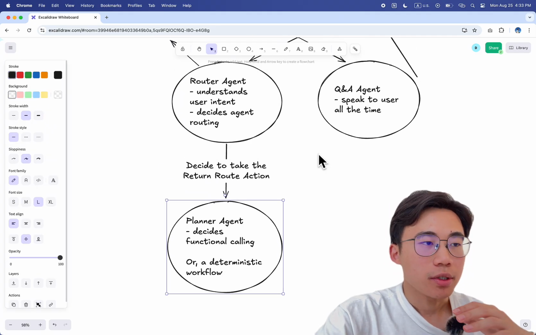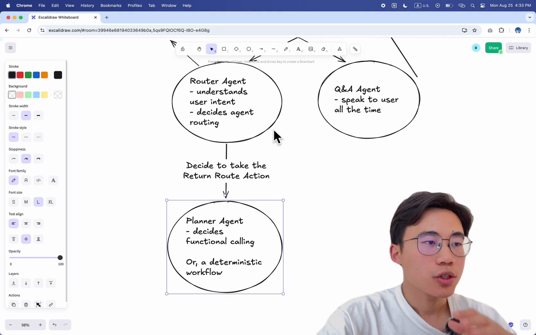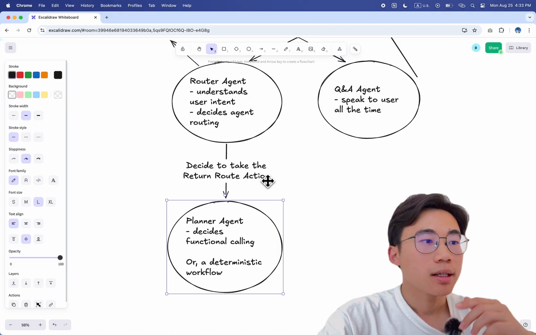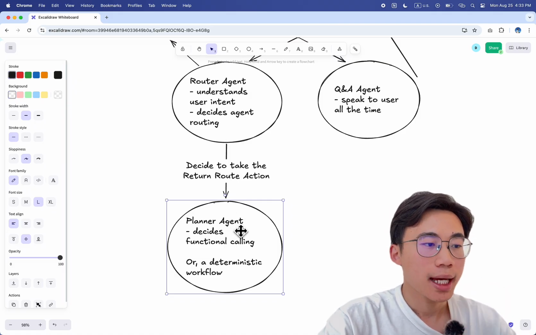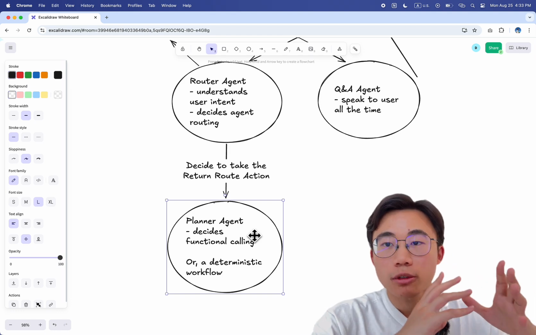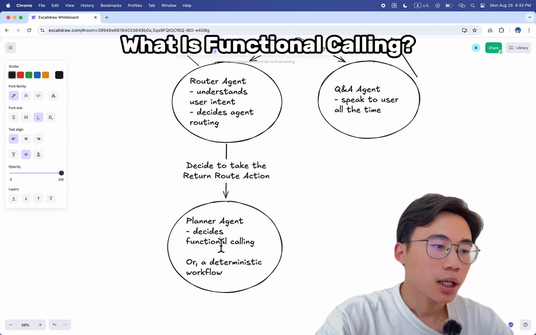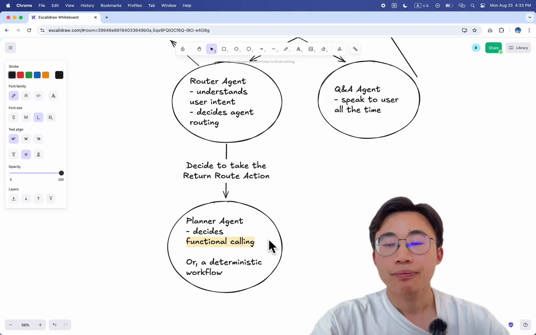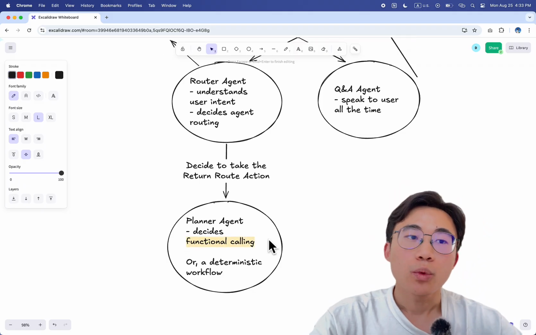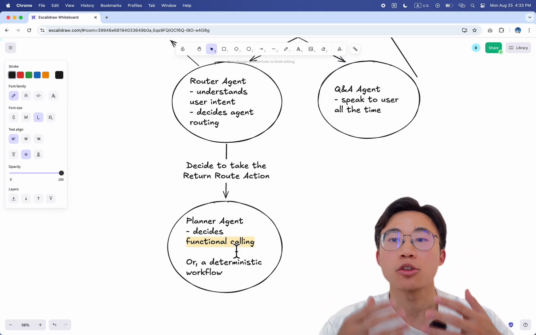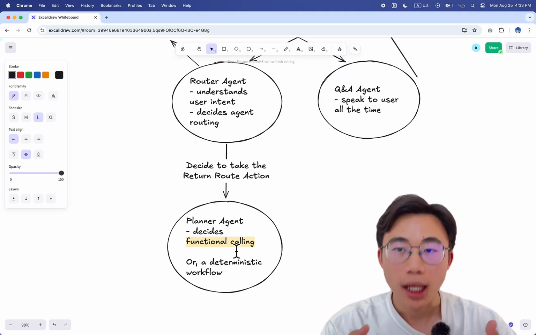So what happens now is that because the router agent understood the intent, which is to return the product, then it will start to call the return planning agent, so that the planning agent for return will start to process what's going to happen next. A very important concept is called functional calling. So what happens is that we will prepare a very long list of functions that will be available as tools for AI agents to select from.